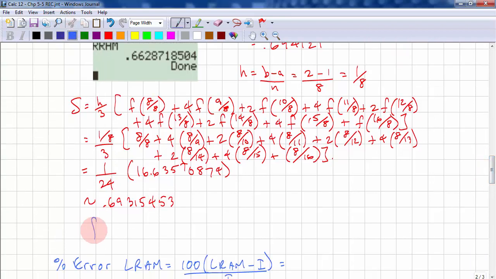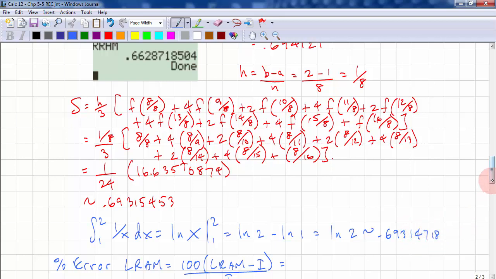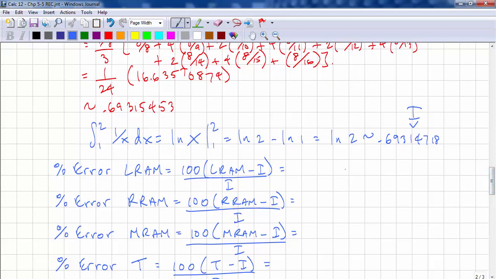Now let's compute the definite integral from 1 to 2 of 1 over x. And you should recall that the antiderivative of this is ln x. And we're calculating from 1 to 2. So this is ln 2 minus ln 1. And ln 1 is 0, so we just have ln 2. And that's approximately 0.69314718. Okay, we need lots of room to get an accurate number so we can get the proper percentage errors.